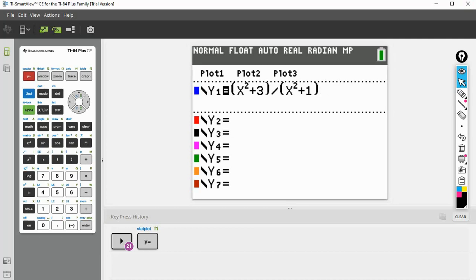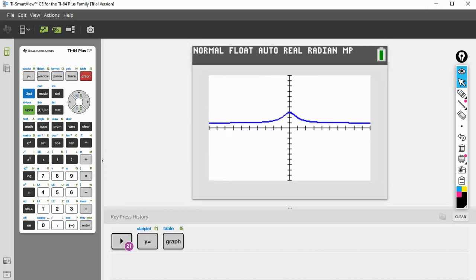Divided by, so we have (x squared plus 3) divided by (x squared plus 1). The reason we have to put that into parentheses is that if you don't, it's going to interpret it in a different manner. It's going to think it's x squared plus 3 over x squared plus 1. So you have to make sure you put that in parentheses. So let's graph this. We graph it by hitting the graph button, and there it is.